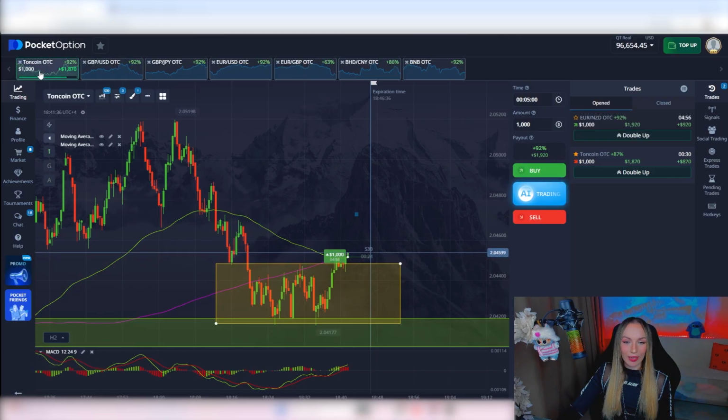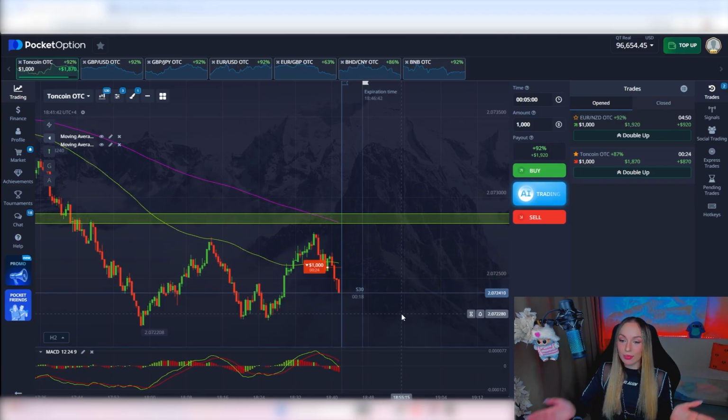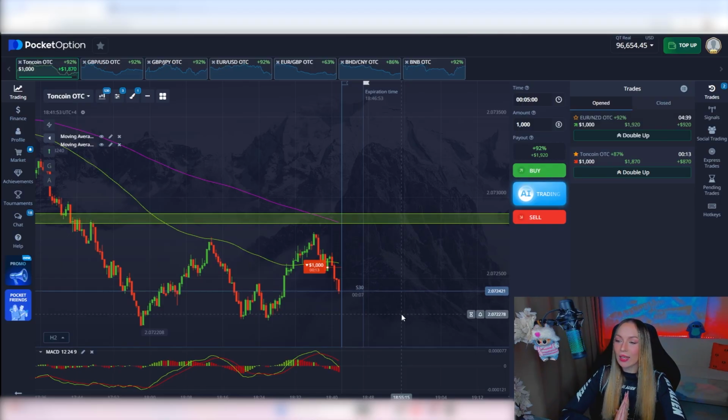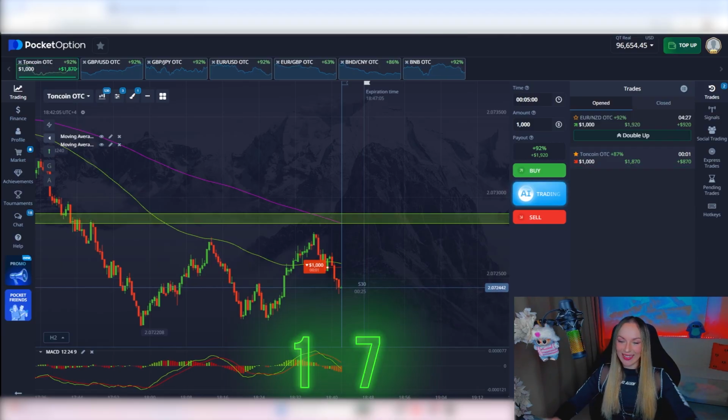Meanwhile, TONCOIN, in the beginning, it didn't look really good and I started to regret that I put only 3 minutes. But as you can see, it went down and seems like soon I'm gonna get my next profit with $870. What an amazing result in 6, 5, 4, 3, 2, 1. Yeah.